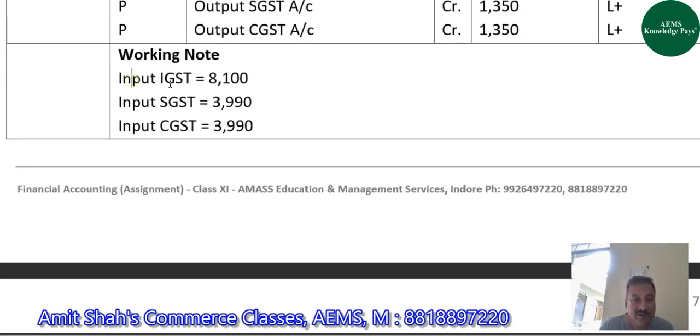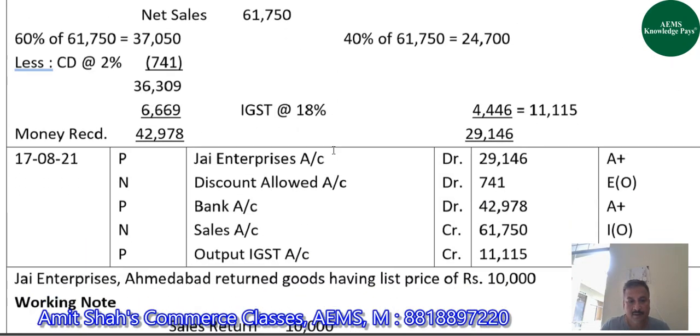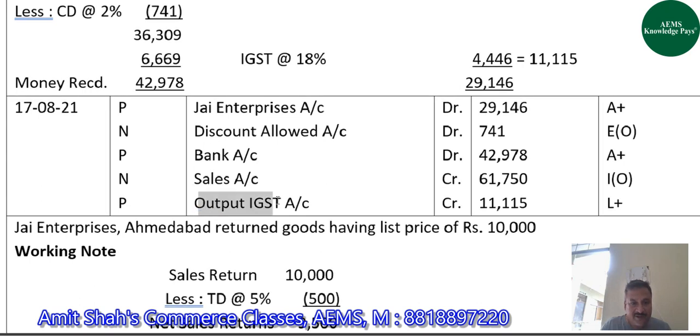Here input IGST was debited. So now when it was created, it would be subtracted. This is debit of input IGST. This is credit of input IGST. And because of that, again, we will subtract it. Am I clear or not all? I'm asking guys all. Yes, sir. Then we have output IGST account getting created with 11,115.